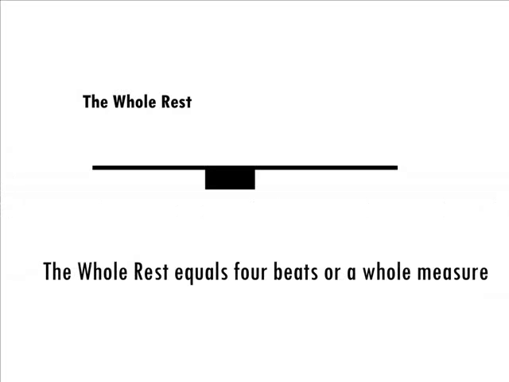This is the whole rest. Notice how it looks different from the half rest. The whole rest is 4 beats, or it can be a whole measure. So if the top number of your time signature is something different than 4, the whole rest will be that many beats. A whole measure, in other words.